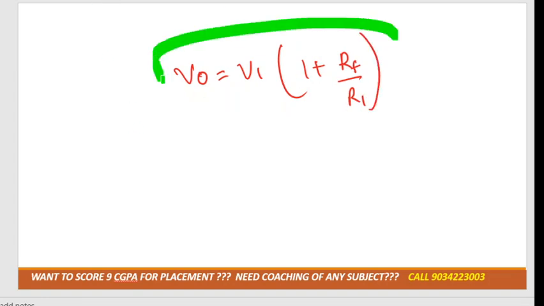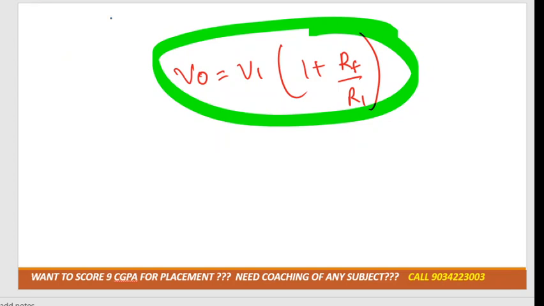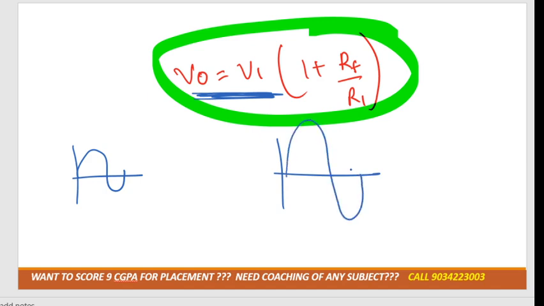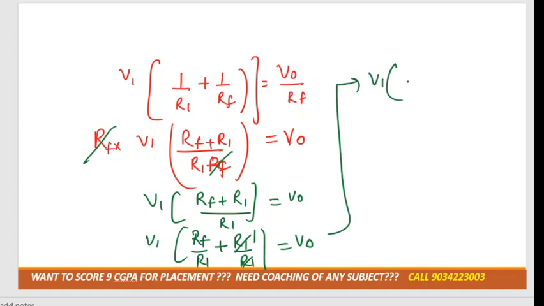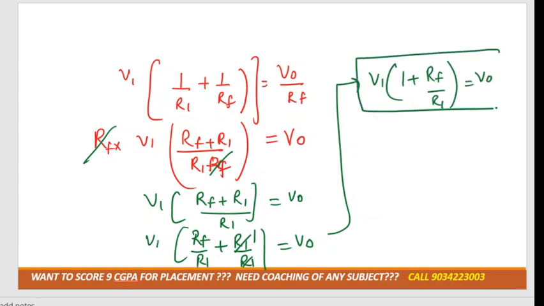So this is our final output voltage for the non-inverting amplifier. As you can see, we don't get any negative sign. If there is no negative sign, it means there is no change in the phase. The phase will be the same. Okay. So it would be RF by R1 plus R1 by R1, and R1 by R1 is 1. So what we got as the final answer is V0 equal to V1 times (1 plus RF by R1). This expression you need to remember for numerical purposes.